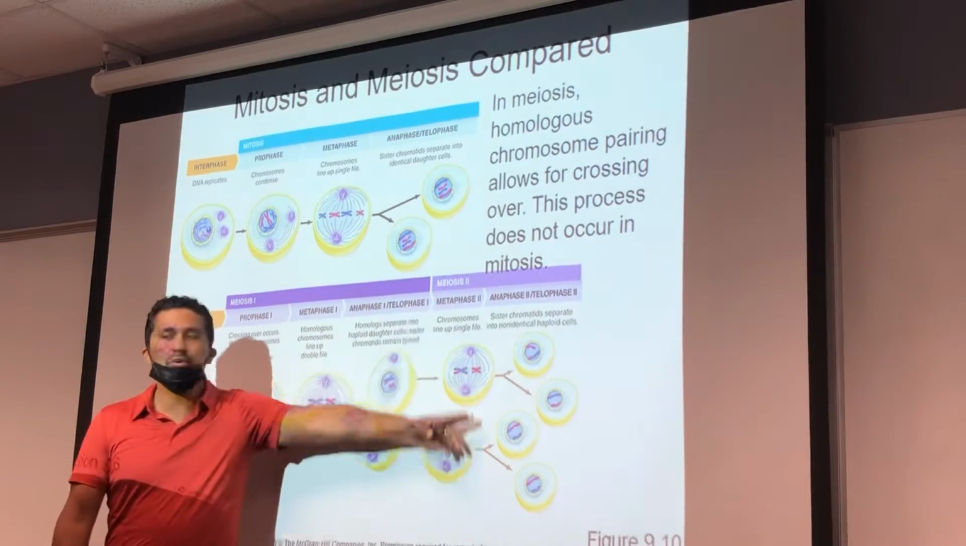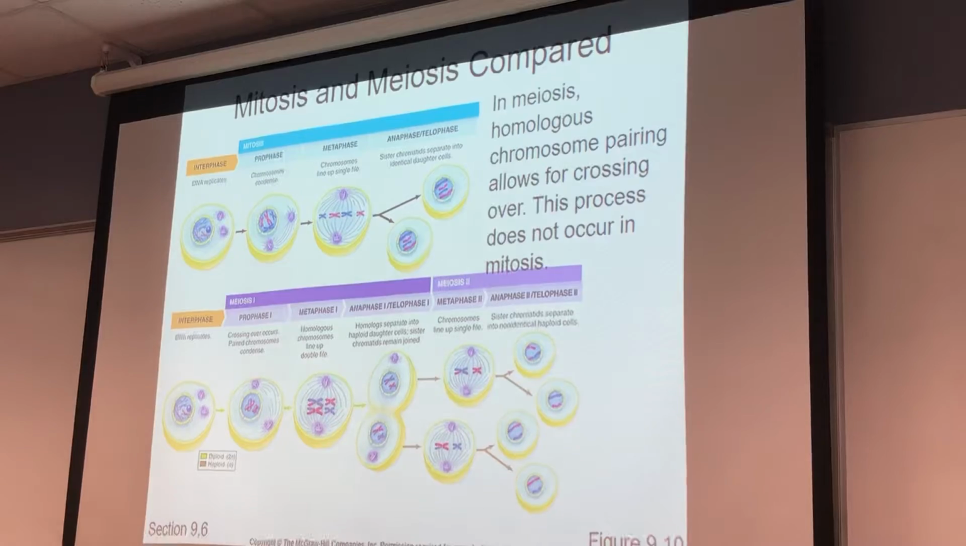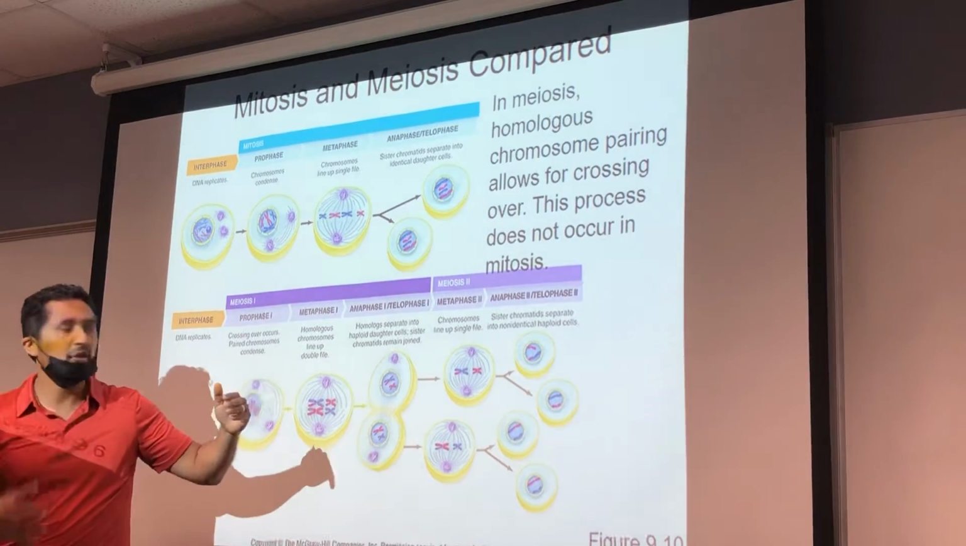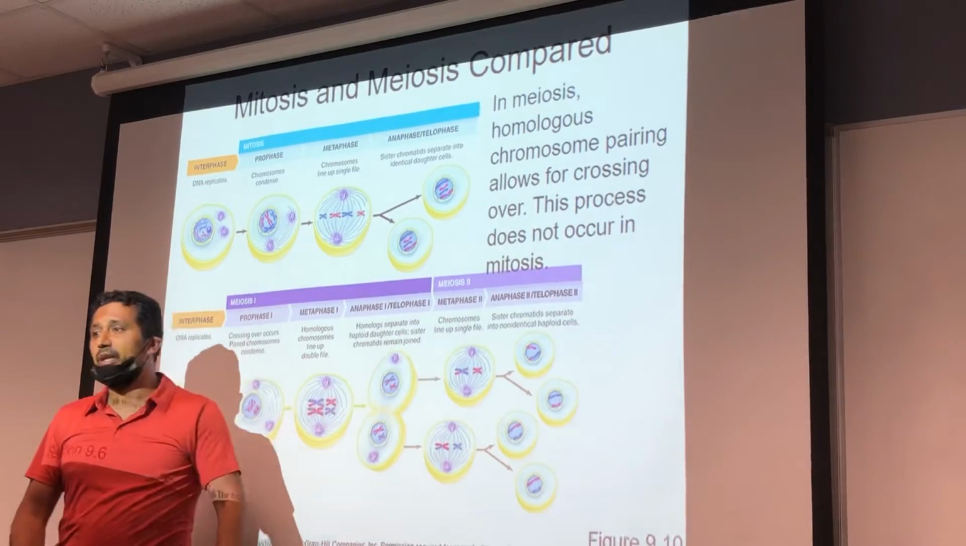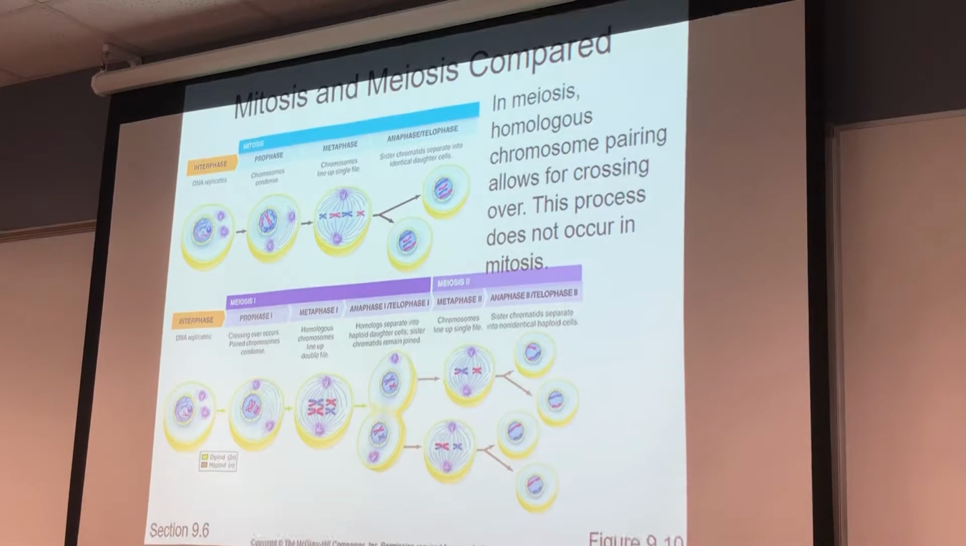And meiosis 2 is similar, not identical, but similar to mitosis, in the sense that the sister chromatids separate. They are different in the sense that the sister chromatids are not going to be identical as they are in mitosis. Okay? So make sure you know those key components.